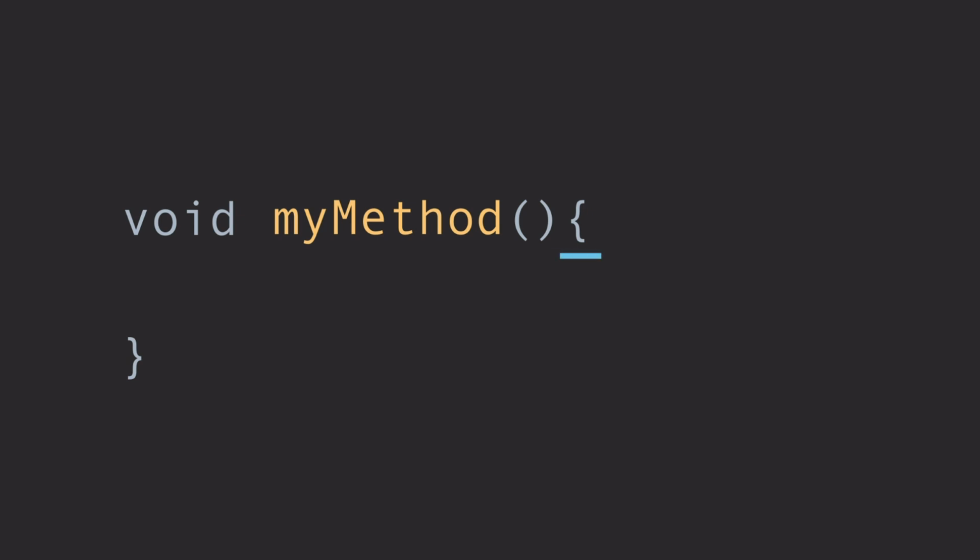Next is the opening curly bracket. A Java programming convention is to have the opening bracket on the same line as the method name. Other programming languages prefer to have the opening bracket on the following line. Next is the closing bracket. The opening and closing brackets contain one or more statements which make up the body of the method.